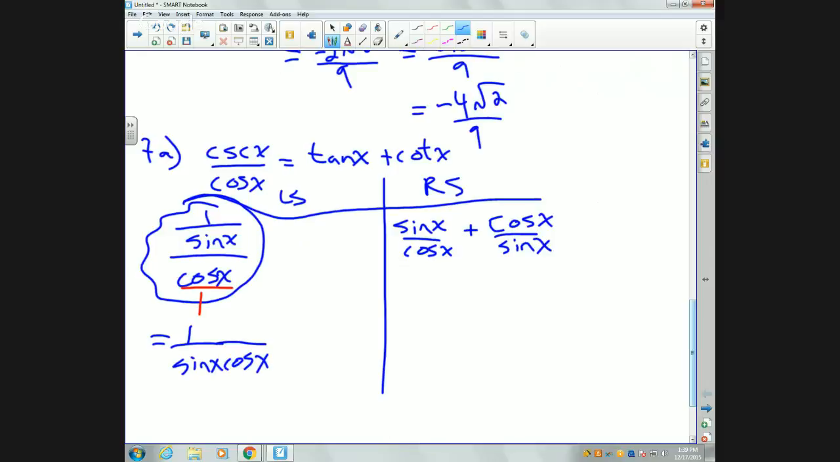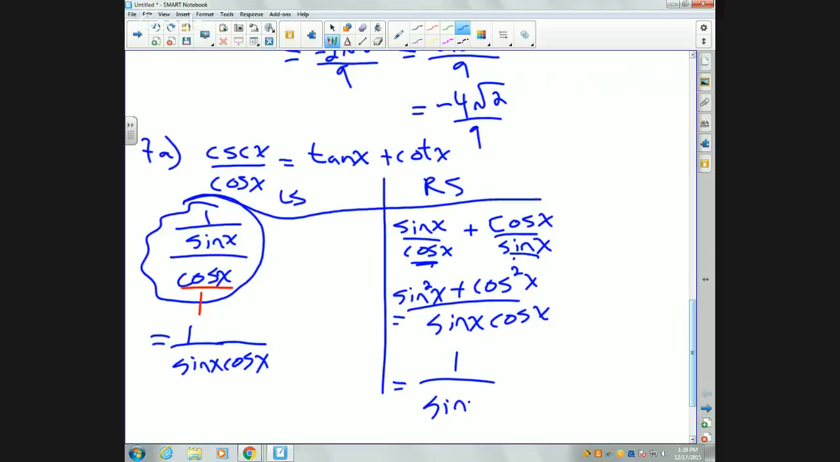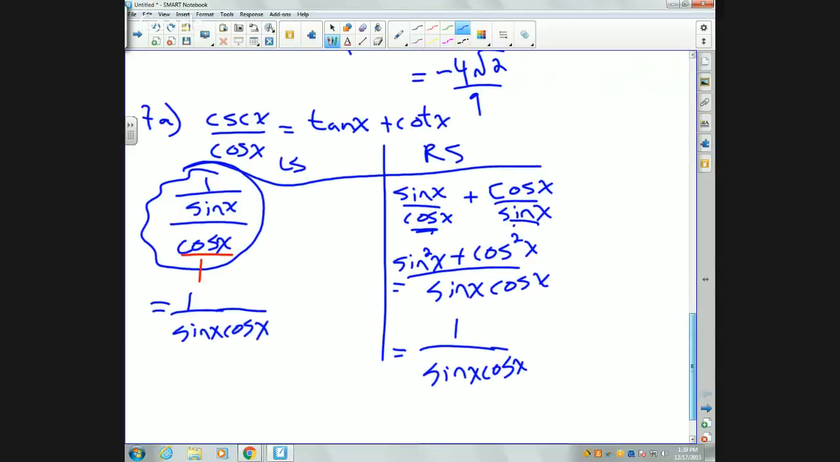Somehow have to find a common denominator here. The common denominator is going to be sine x cos x. So we'll have to multiply the fraction on the left by sine x and the one on the right by cos x. So that'll give us a sine squared x here plus a cos squared x over here all over sine x cos x. Sine squared x plus cos squared x is just 1. The left side and the right side are the same. We're done.